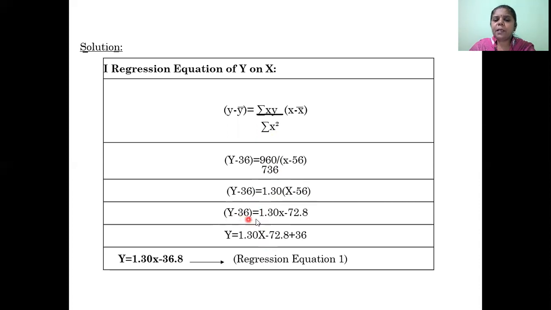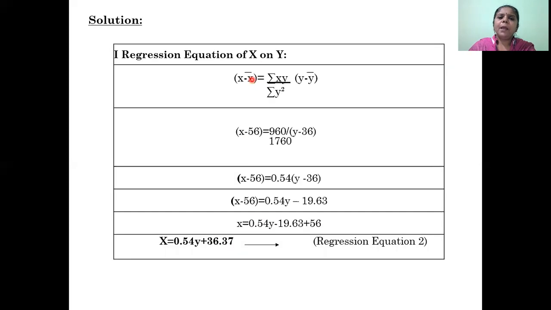So y minus 36 is equal to 1.30x minus 1.30 into 56, you will get 72.8. So y is equal to 1.30x minus 72.8 plus 36. Now y is equal to 1.30x minus 36.8. This is the equation y on x. Okay, students? Shall we move to the next step? Now the regression equation x on y.